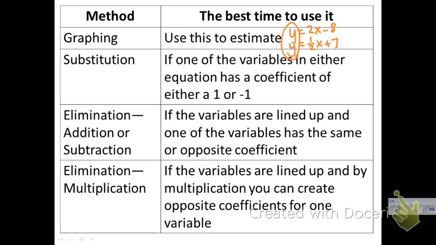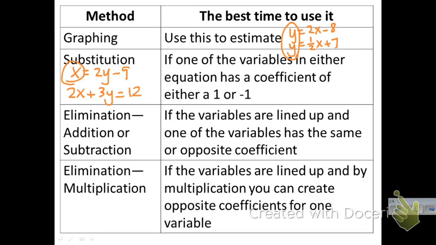Okay, substitution, if one of the variables in either equation has a coefficient of either a 1 or a -1, or if you have an x or a y all by itself in one of the equations. So if you have x equals 2y minus 9 and 2x plus 3y equals 12, where x is all by itself, I would use substitution.